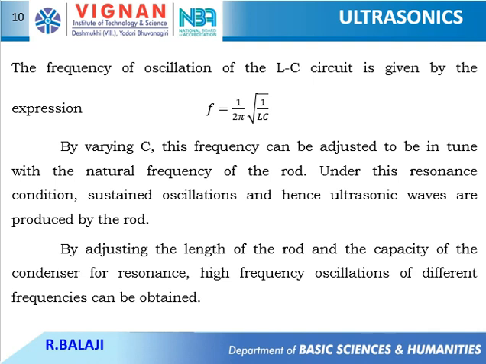The frequency of the oscillation of LC circuit is given by f = 1/(2π√(LC)). By varying C, this frequency can be adjusted to be in tune with the natural frequency of the rod. Under this resonance condition, sustained oscillations are obtained and hence ultrasonic waves are produced by the rod. By adjusting the length of the rod and the capacity of the condenser, we obtain different frequencies.